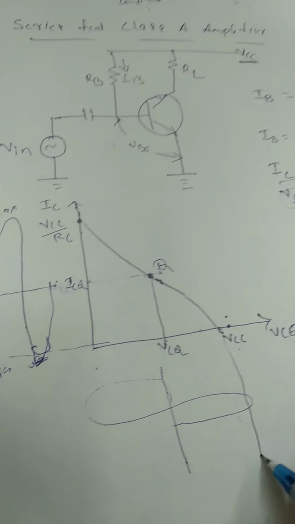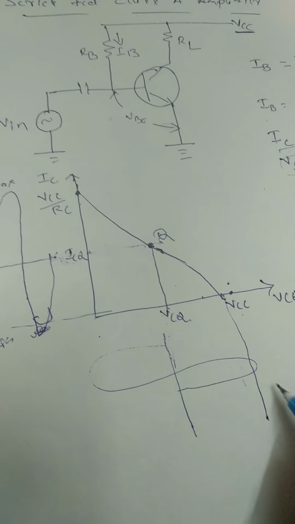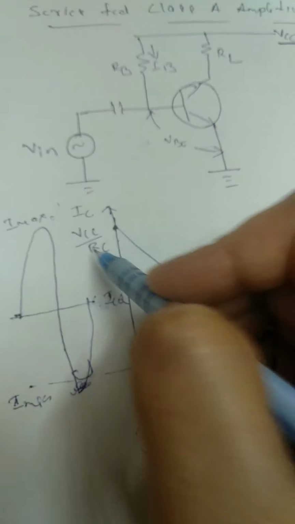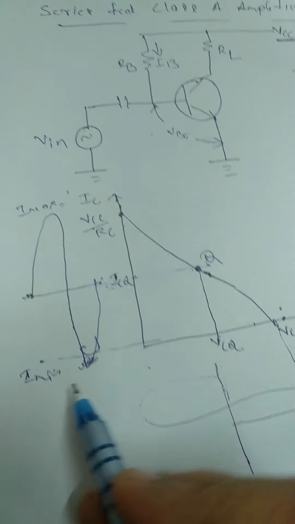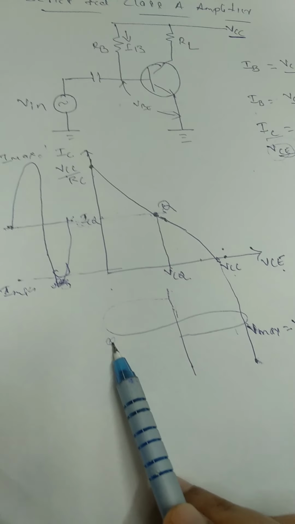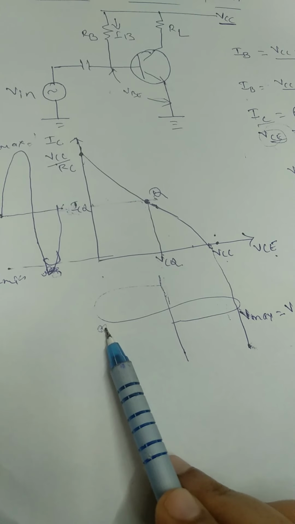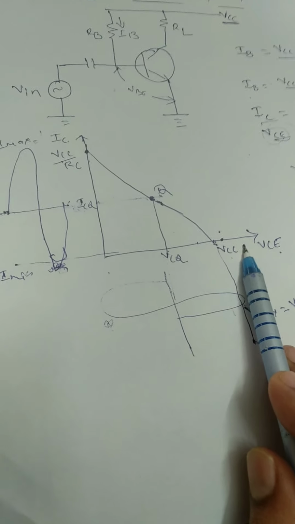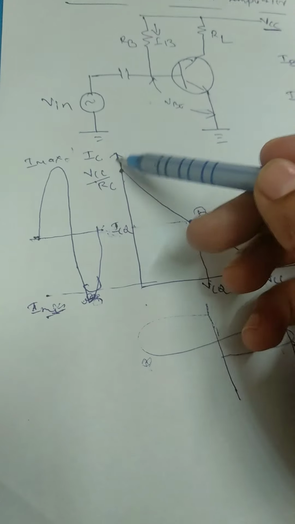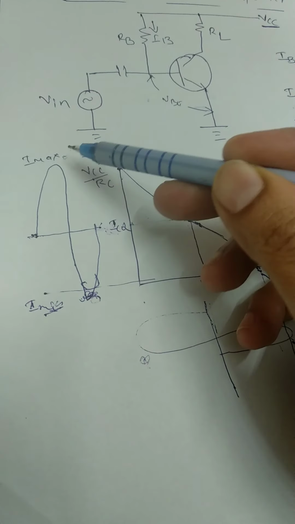Here we can say V maximum can vary up to VCC, and I maximum can vary up to VCC divided by RC. I minimum can be 0, and V minimum can also be 0. When you apply an input signal, VCE can vary from 0 to VCC. Beyond this it can't vary, so it will go to the saturation region. The collector current IC can vary from 0 to I max.